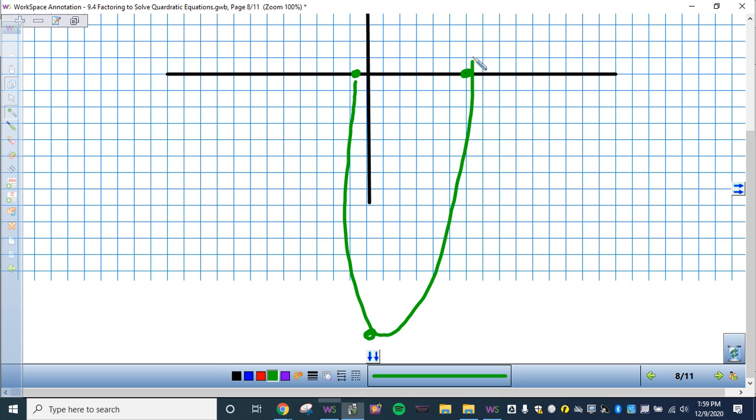And so for the negative 3/4, how would you graph that point? Right here. Negative 1 would be right here, so it's just really close to negative 1. So you just kind of guesstimate it.